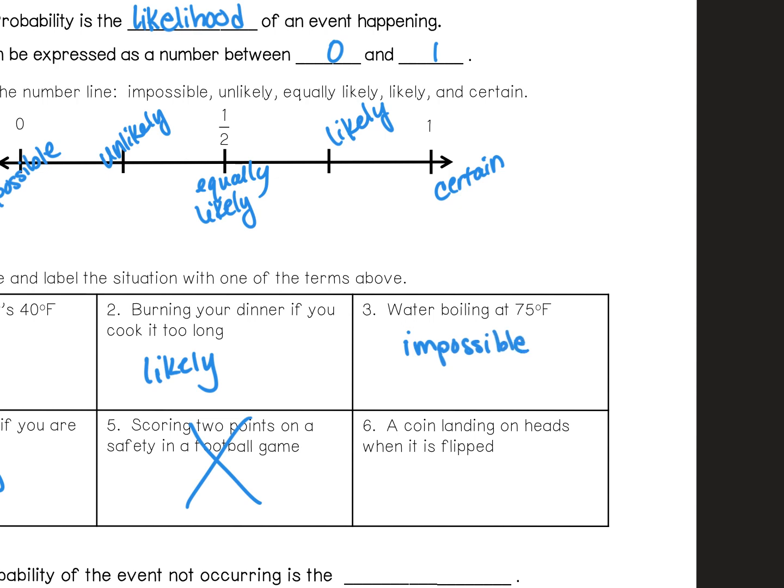220 degrees is boiling, or 212. I think one's simmering, one's boiling. It's over 200. A coin landing on heads when it's flipped? Well, there's only 2 possible outcomes, so it's equally likely one or the other. It's a 50-50.